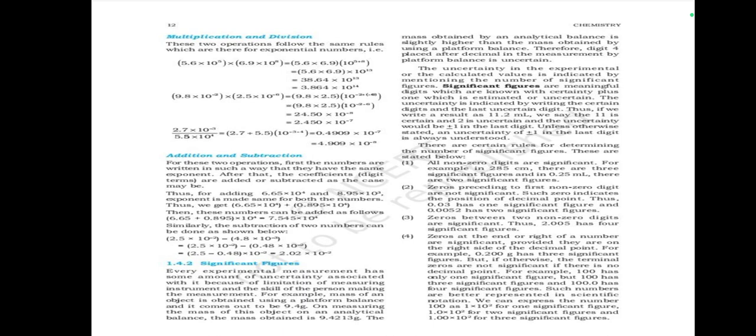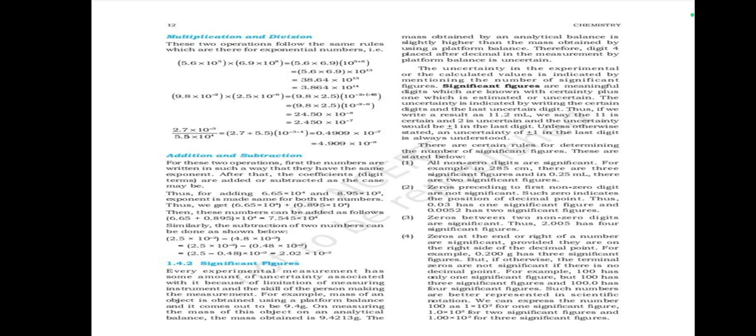Zeros between two non-zero digits are significant. Thus, 2.05 has three significant figures. Zeros at the end or the right of a number are significant provided they are on the right side of the decimal point. For example, 0.200 gram has three significant figures. Otherwise, the terminal zeros are not significant if there is no decimal point.